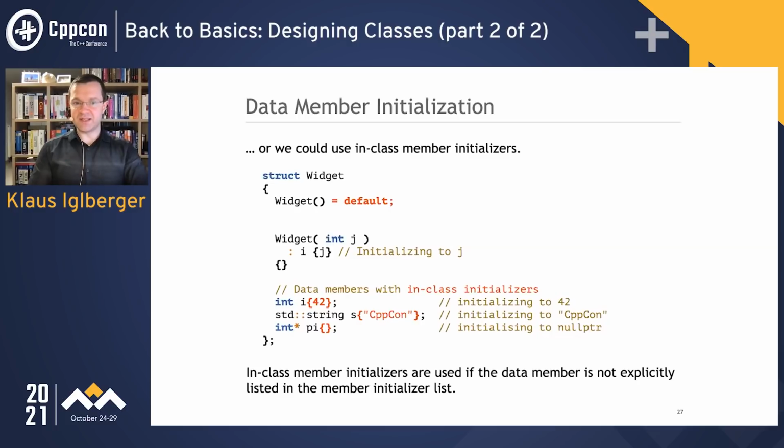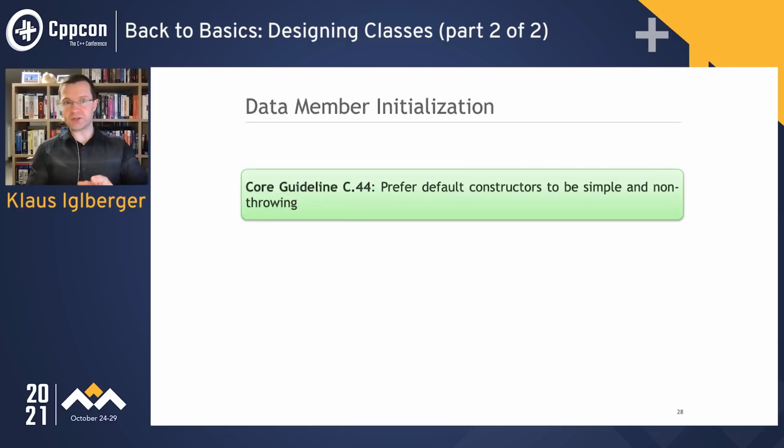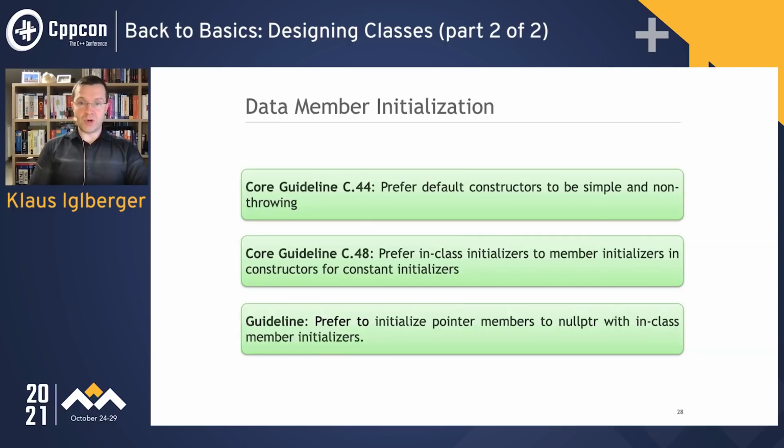In-class initializers make your life easy, and using the defaults that the compiler generates for you might actually give you a couple of bonus points with your compiler and your friends and coworkers. So C.44: prefer default constructors to be simple and non-throwing. Perfect, this is what we have now achieved. Then C.48: prefer in-class initializers to member initializers in constructors for constant initializers. And yes, we have constant initializers. We always use the same, so in-class initializers are perfectly suited. And prefer to initialize pointer members to nullptr within class member initializers. My guideline. I just feel this is way too simple to miss.